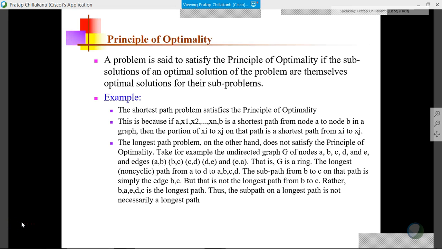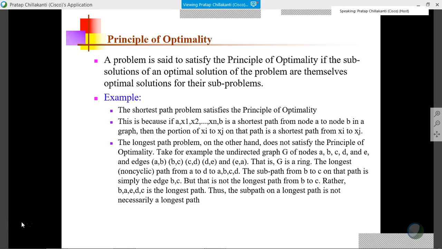of optimality, but he just gives you some other additional theoretical proof here. He takes a ring, right? So you have an undirected graph A, B, C, D, E, and you have edges A, B, B, C, C, D, D, E, and E, A, right? That forms a ring, correct? So the longest non-cyclical path from A to D is A, B, C, D. Okay.